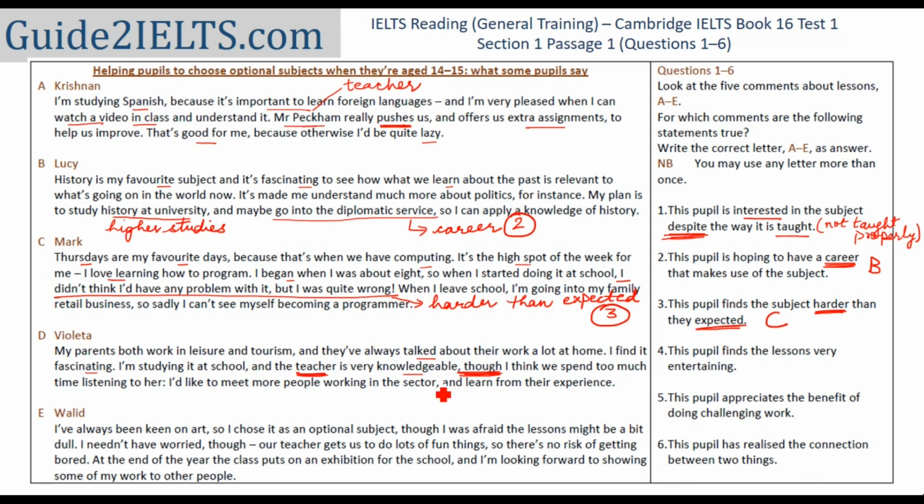So I quickly glance at E also. Always keen on art, optional subject. Afraid the lessons might be a bit dull. Our teacher gets us to do fun things. So in 3 of these 5 comments, teacher has been mentioned. In A, teacher has been mentioned, then in D, and then in E. But in A and E, the teacher is talked about in a positive sense. Continuing with E quickly, no risk of getting bored, and then some exhibition at school, and so on. So the answer to 1 is D.